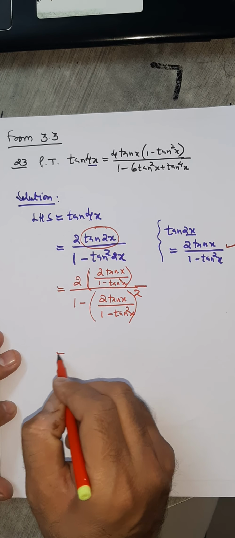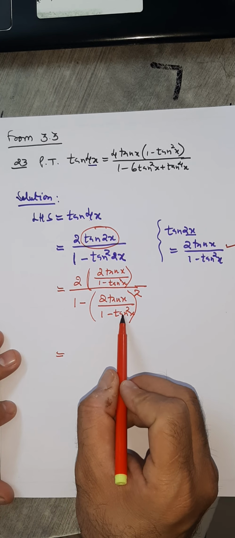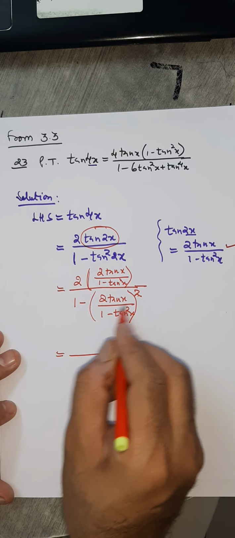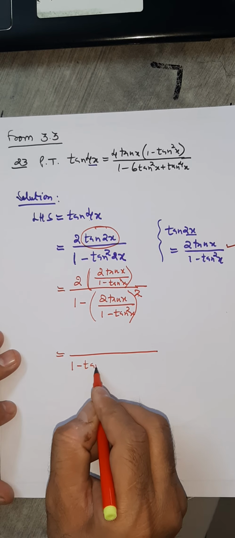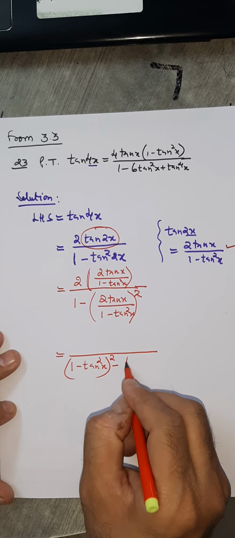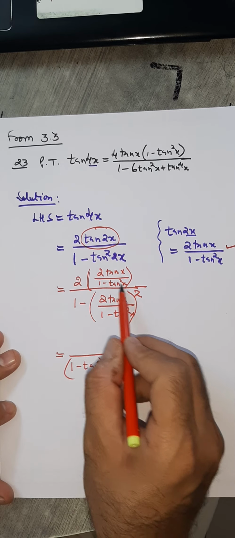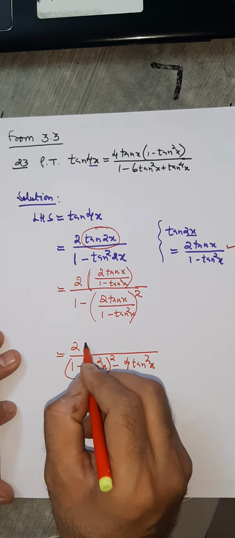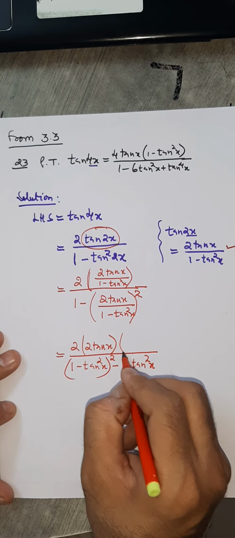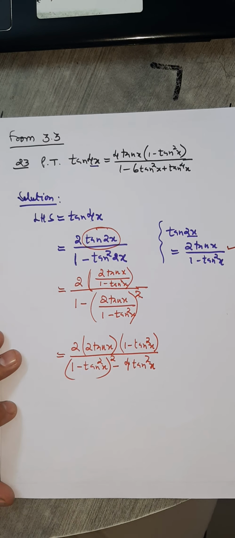So I've used this formula twice. Now the sum is almost over. You simplify. That's the question. So what is the LCM here? 1 minus tan squared, the whole square, is the LCM. So the denominator will be 1 minus tan squared the whole square minus 4 tan squared. Now in the numerator, the whole square is in the LCM, here just 1 minus tan squared. So 2 into 2 tan x, this square and this is single, so you are left with 1 minus tan squared. And simplify. This is your answer.